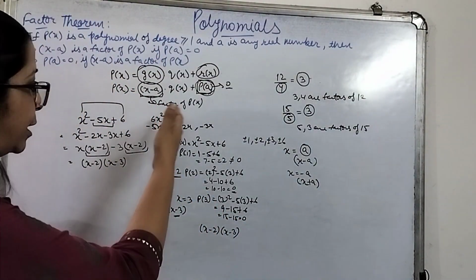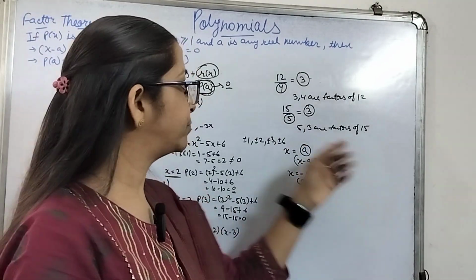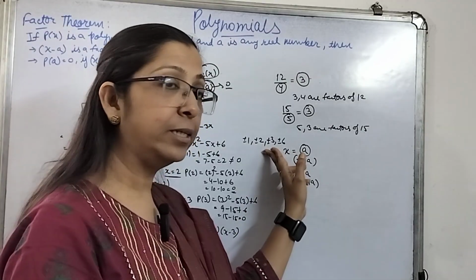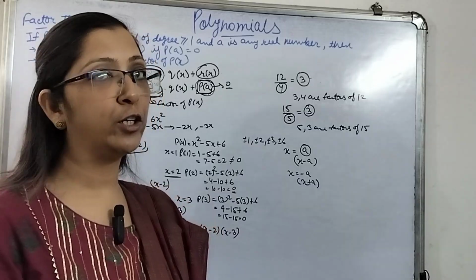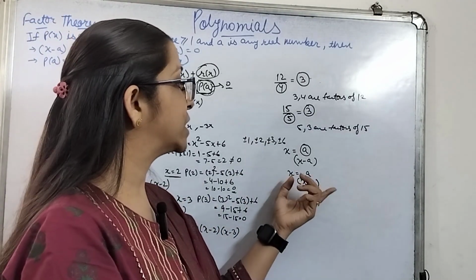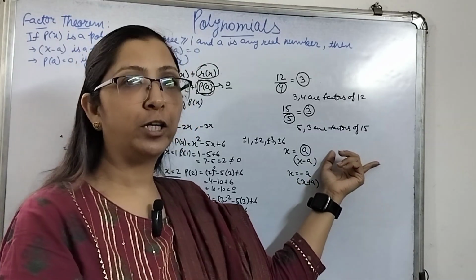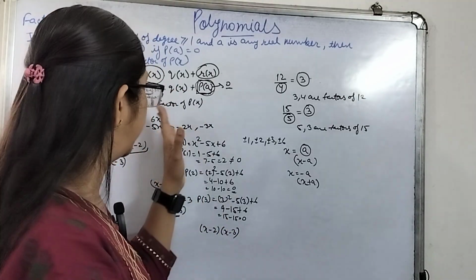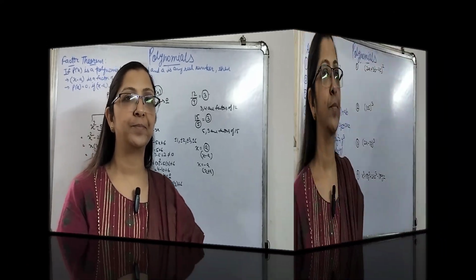So for a quadratic polynomial, either of these methods could be used, and for a cubic polynomial, one of the 0s you have to find by the trial and error method. That means by the factor theorem only, one of the factors, one of the 0s of the polynomial you have to find. And once you have one factor or one 0 of the polynomial, if you divide the cubic polynomial by this factor, you will get a quadratic polynomial as a quotient, and by factorization you can find the remaining 2 factors of the cubic polynomial.